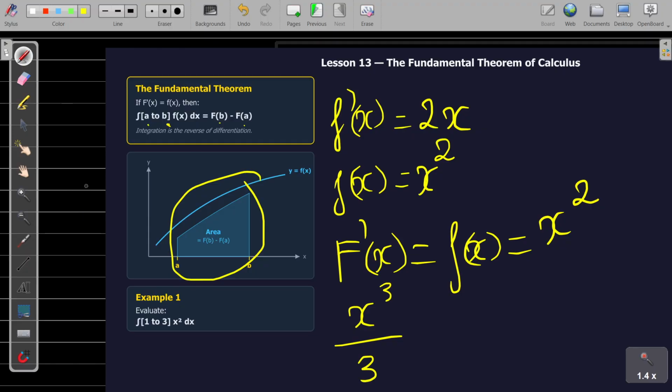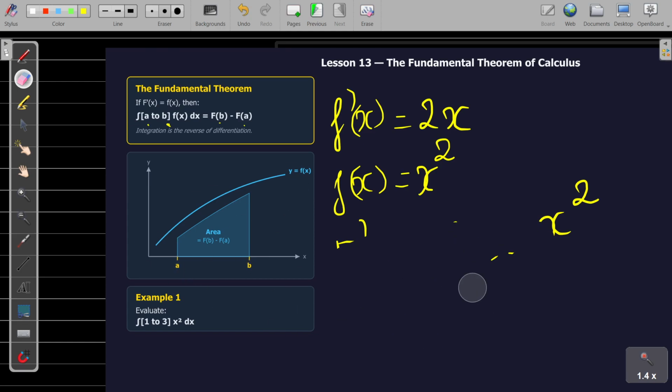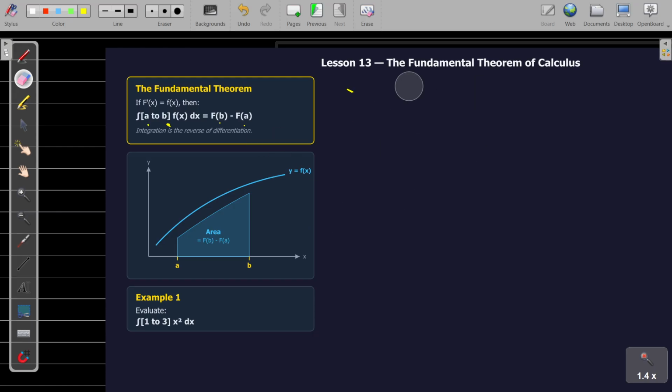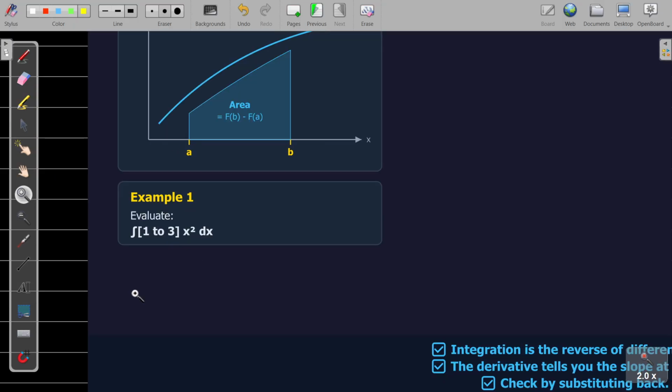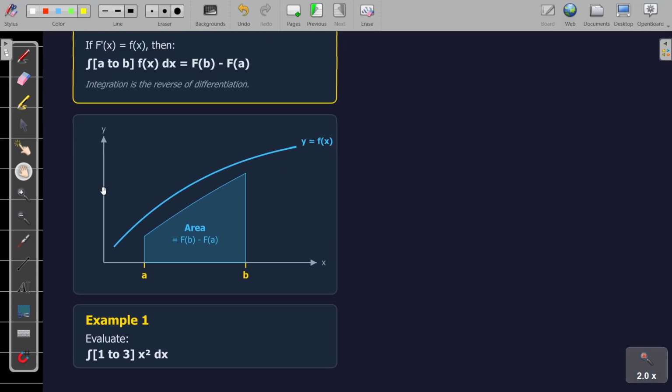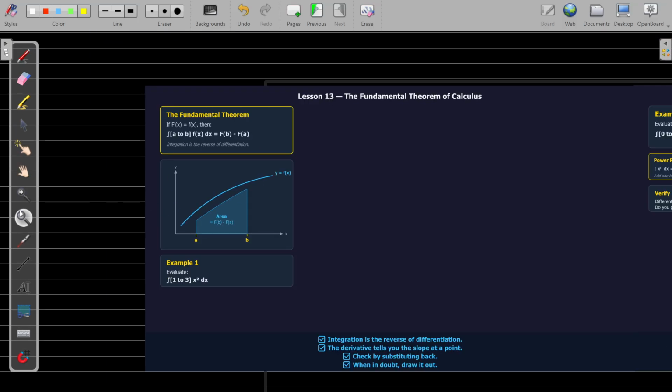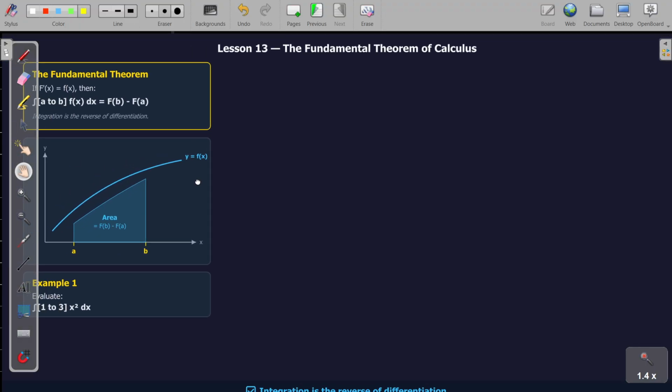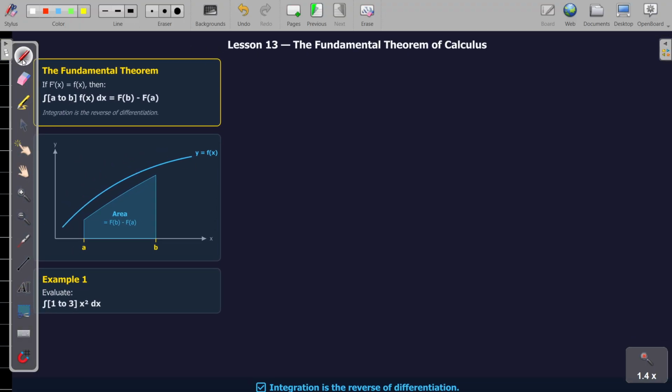Let me clean all of this so we have some workspace. We're going to solve our first example to see how it looks in real time. Of course, we have our first example right here. From a to b, from 1 to 3, we need to find the antiderivative of x squared dx. Let's write that out for everyone to see. I will write the antiderivative form.